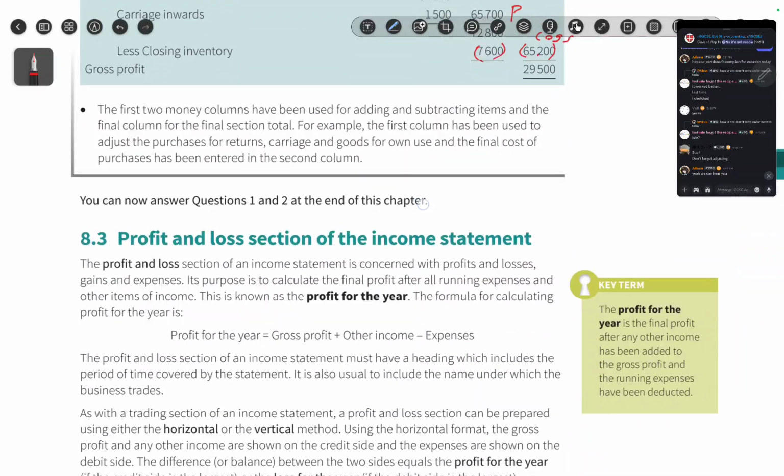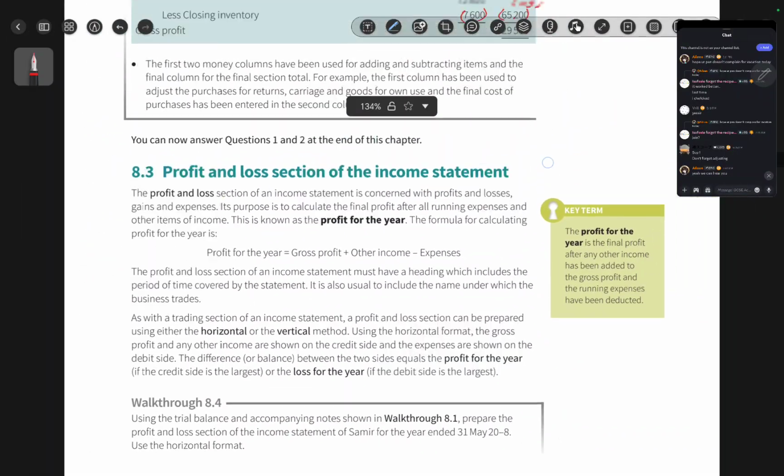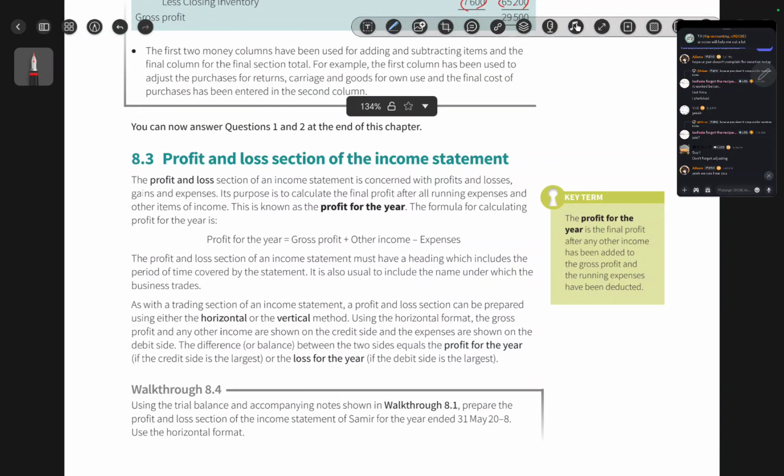Okay. Now, the profit and loss section of the income statement deals with gains and expenses. So you take your incomes and your expenses and you calculate the profit or loss for the year. Its purpose is to calculate the final profit after deducting all expenses and adding all other items of income. Other items of income can be like discount received or rent received. So if you have a business for something else, but you're renting out part of your own office, you can call that rent received.